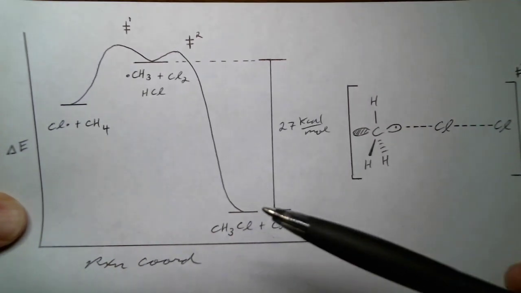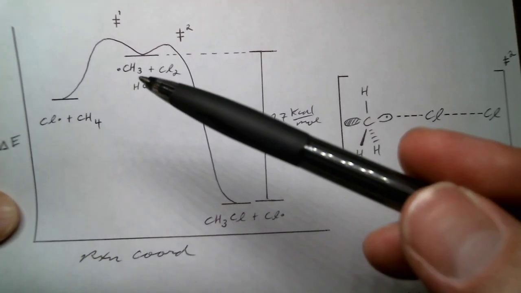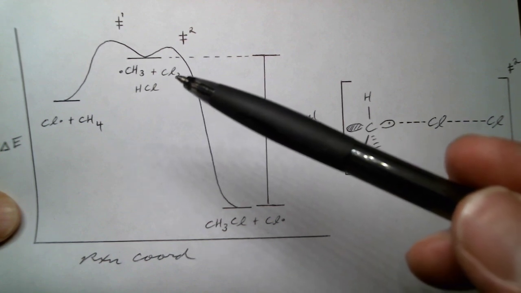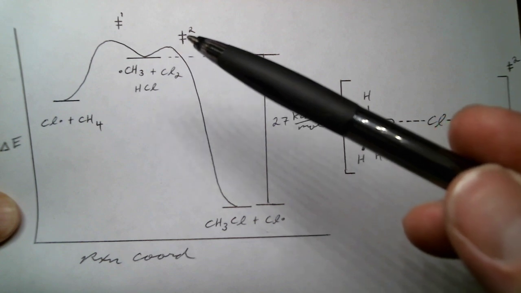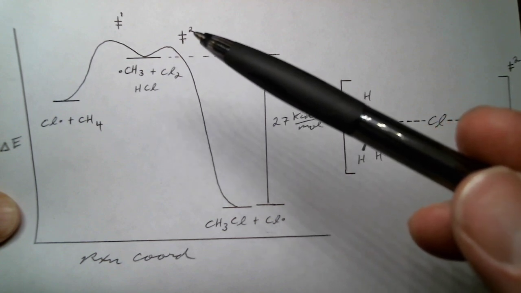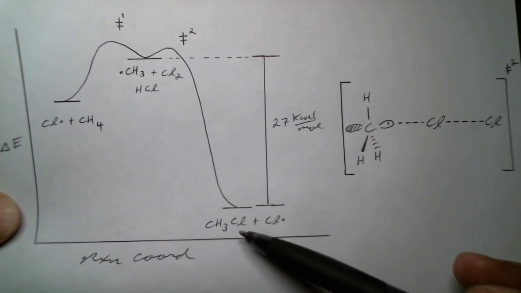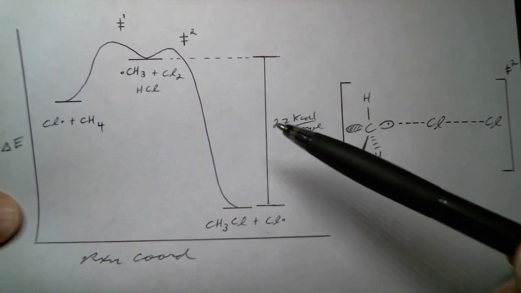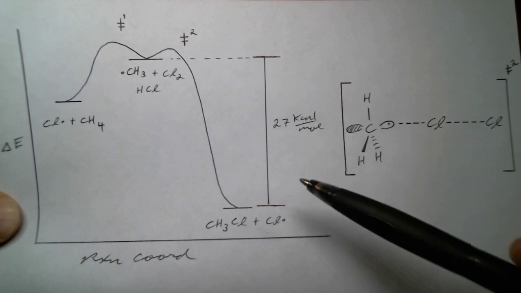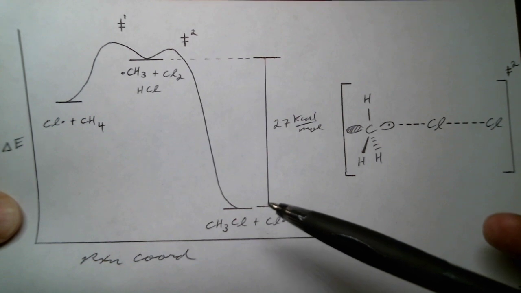Now we're looking at the second elementary step. We're looking at the methyl radical bumping into diatomic chlorine. And so associated with that is a transition state. We'll call it transition state 2. And the products of that reaction are going to be our chloromethane and a regenerated chlorine radical. Now the change in enthalpy is approximately minus 27 kcals per mole. And this is, again, an example of an exothermic reaction.